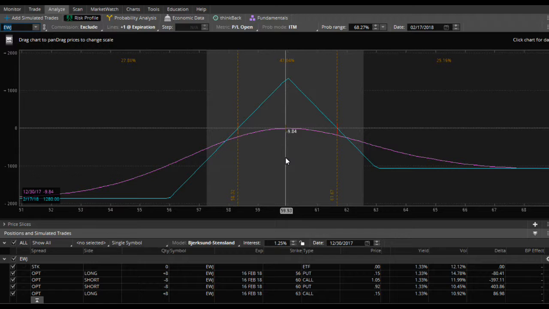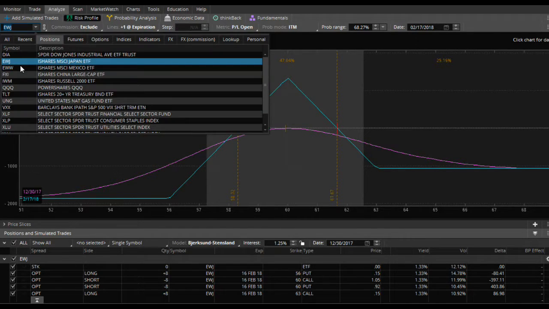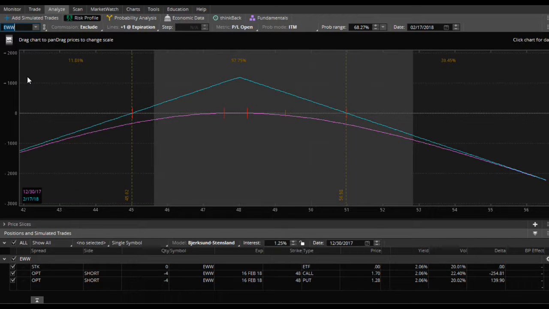Not going to look to do anything in EWJ right now except continue to let time decay do its thing and us continue to collect premium. EWW is a straddle, so this is our first straddle, and it is in the Mexican ETF.